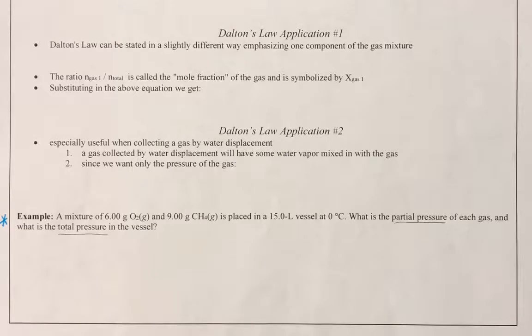So something to keep in mind is when you put in two gases like oxygen and methane that coexist, they act independently. So when the 6 grams of O2 goes in, it's going to have its own pressure, and when this 9 grams of methane goes in, it's going to have its own pressure. And so what we can actually do is use the ideal gas law to figure out what the pressure of each individual gas is, and then to find the total pressure, we can add them together.